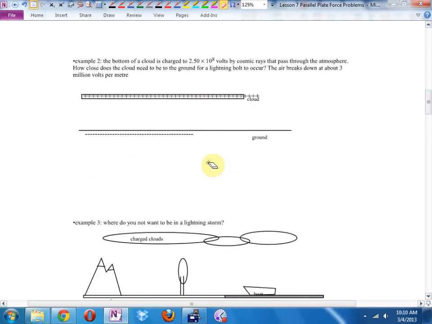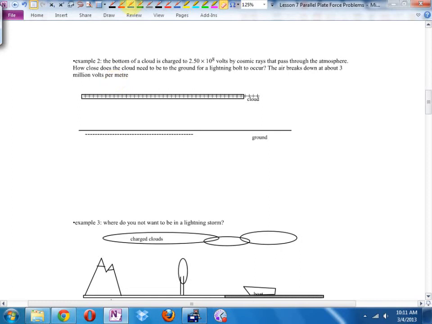Example 2. The bottom of a cloud is charged to 2.5 times 10 to the 8th volts. How does a cloud get charged? We think right now by cosmic rays, and that's only about 5 years or so that we've thought that, passing through the atmosphere. How close does the cloud need to be to the ground for a lightning bolt to occur if the air breaks down at about 3 million volts per meter?